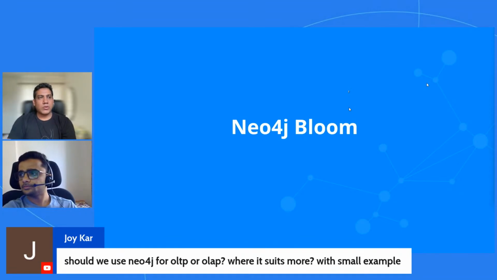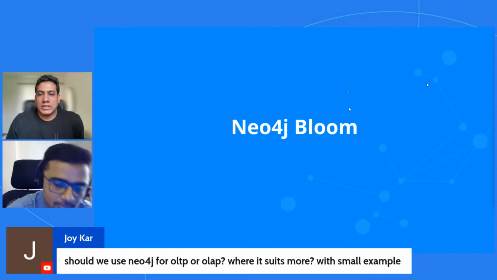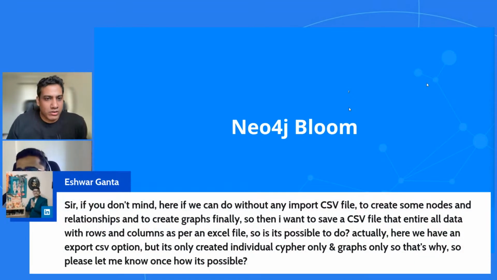Got it. Hopefully, it answers what Joy is asking for. The next one is a bit of a longer question. Sir, if you don't mind, can we do this without importing a CSV file, to create some nodes and relationships and finally create graphs? Then I want to save a CSV file with all the data in rows and columns as per an Excel file. Is it possible? Actually, here we have an export CSV option, but it only creates individual Cypher results and graphs only. So please let me know if that's possible.